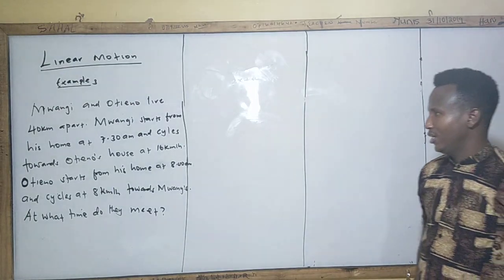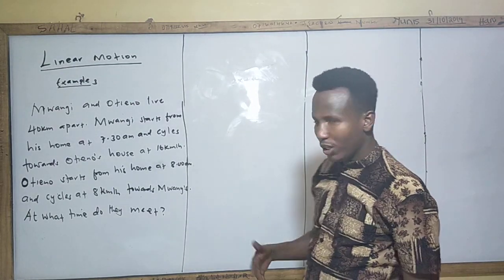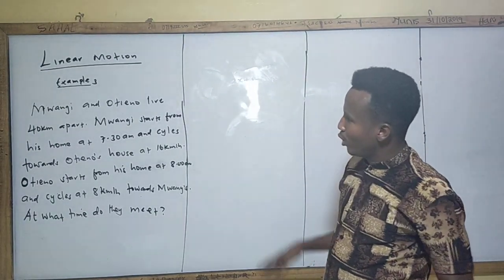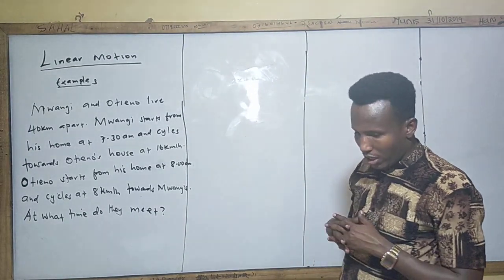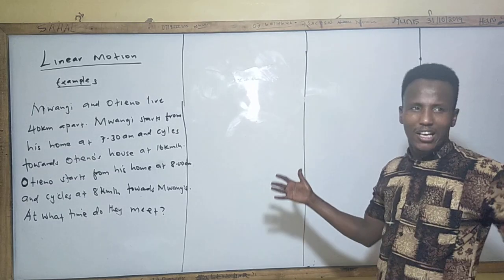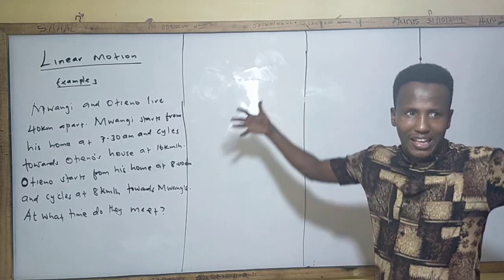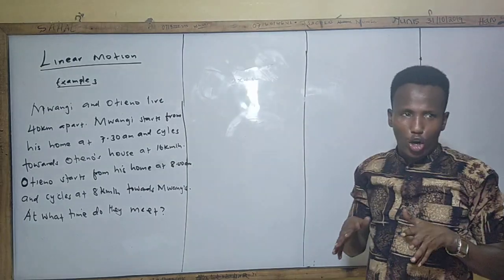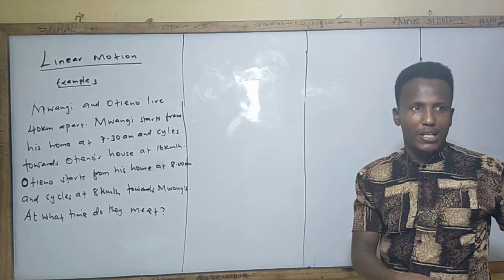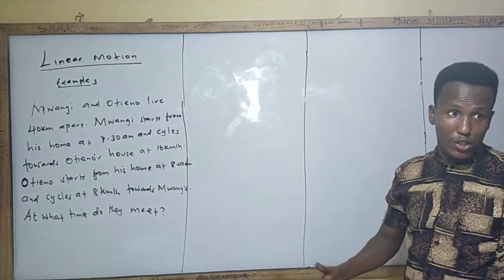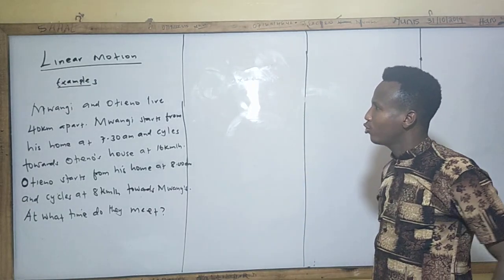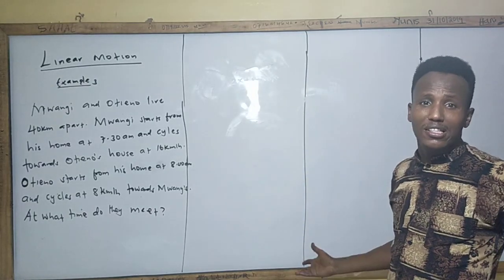questions are very easy. But what matters is whether you have the fundamental concept or not. Now, when we're talking about bodies moving, basically we can either talk about approaching bodies, bodies that are coming from different directions, or overtaking bodies, that is bodies moving from the same place with a different speed. Now, when you look at these two characters, Mwangi and Otieno, you are told they live apart, meaning they are not living in the same place.